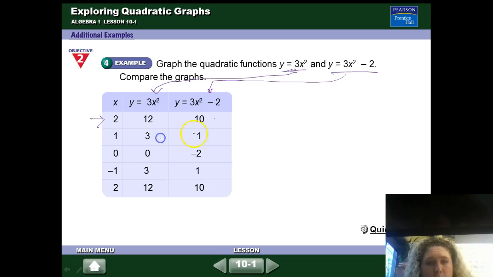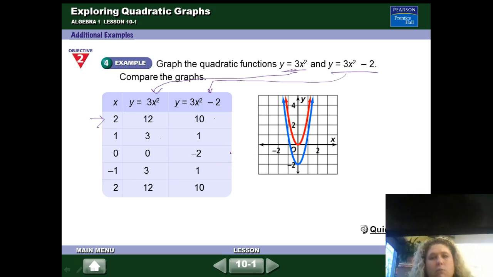Plug in 1, you get a 3 and a 1. 0, a 0, and a -2 on your way down. Now, they have graphed these for me already. So you can see here, this red one, 2, 12, so over 2, up 12, which is way up here, and then 2, 10, which we can't even see on this graph. So we're going to skip it and go on to 1.